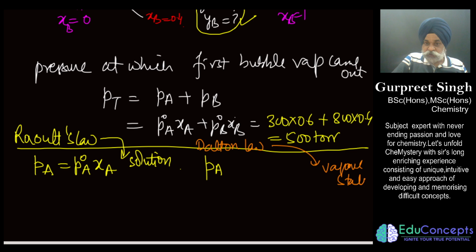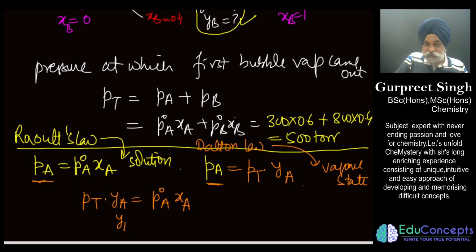So this is very important to tell you. Dalton's law would be applicable for the vapor state. Raoult's law is applicable for the solution. So what is PA for this? It is P total into mole fraction of A in vapor state. That is Dalton's law. Since both of these can be used to find the partial pressure of A, we can equate them together. So we can say P total into YA is equal to P naught A XA.